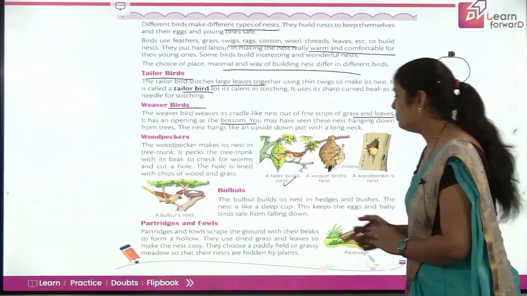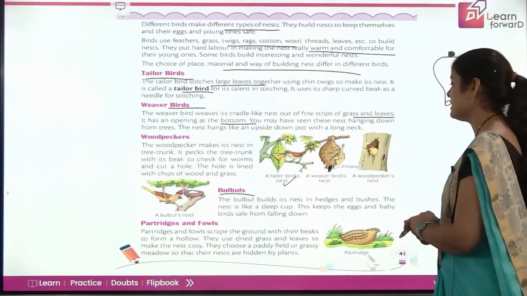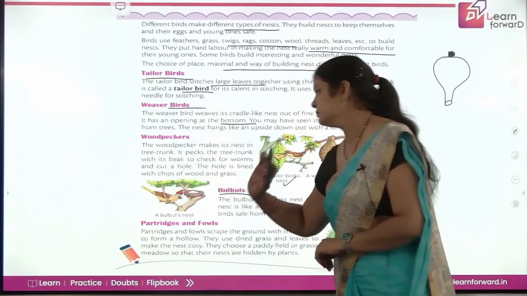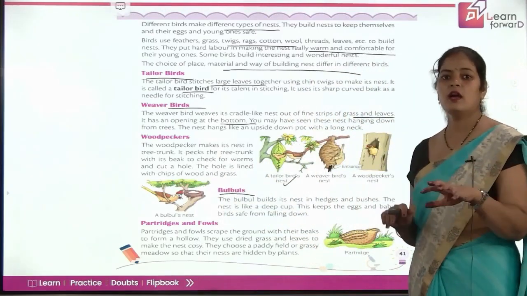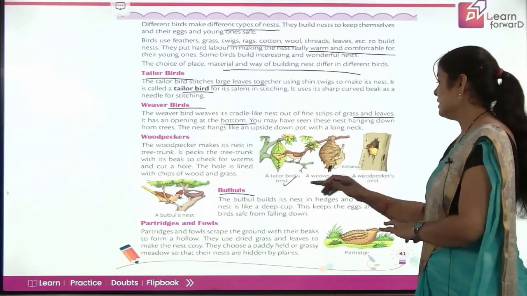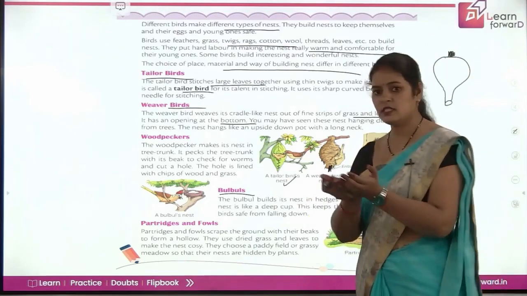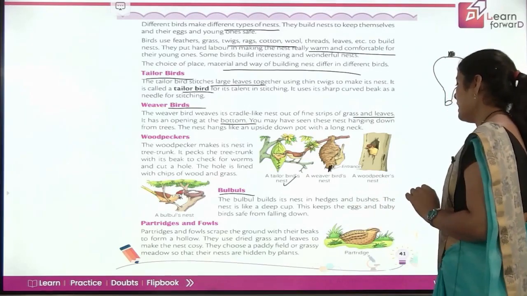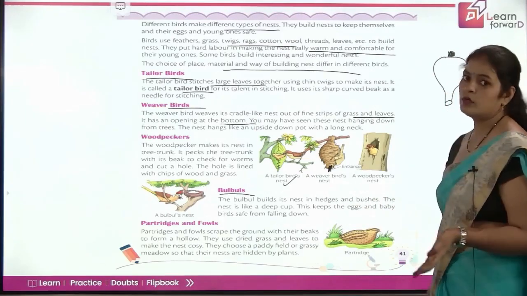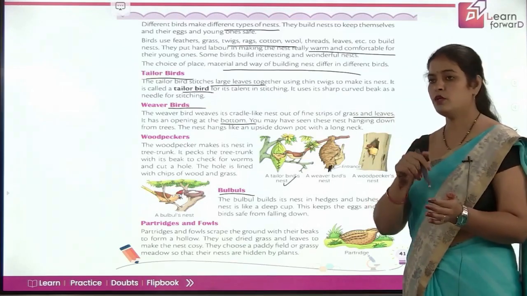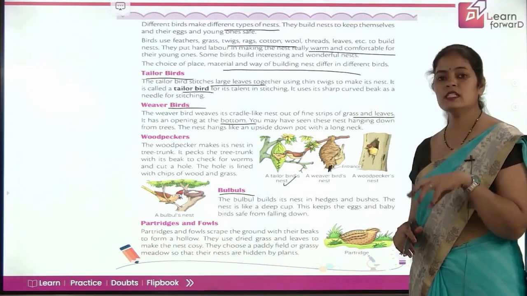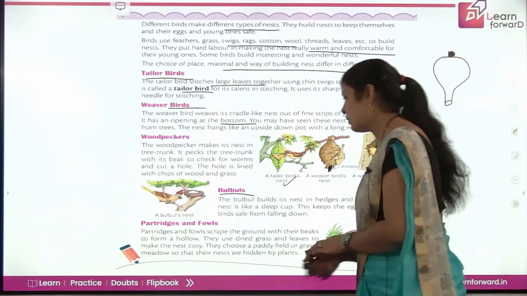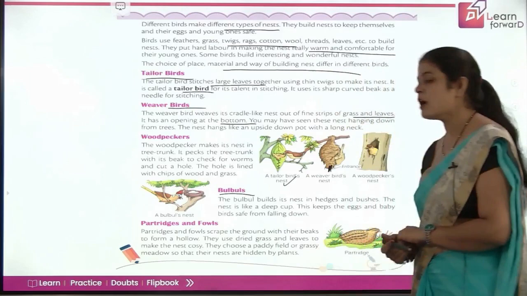Fine. Now bulbuls. The bulbul builds its nest in hedges and bushes. So the bulbul makes its nest in the hedges or small bushes. The nest is like a deep cup, just like a small bowl. This keeps the egg and baby bird safe from falling down, because it is very deep. So it is safe for the eggs and young ones that they do not fall to the ground.